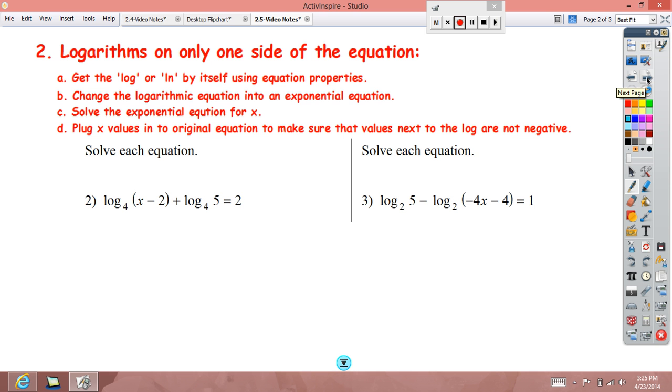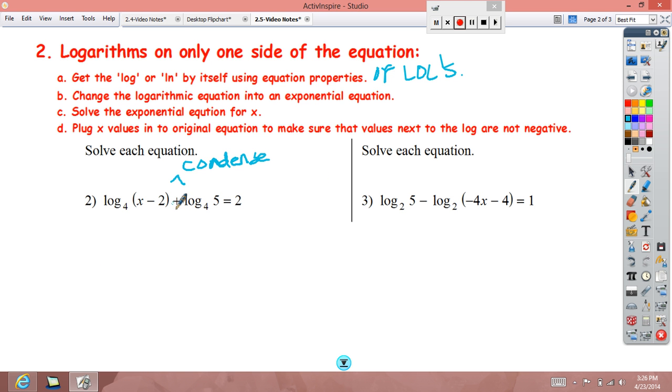Okay, so here I have an equation. Log base 4 of x minus 2 plus log base 4 of 5 equals 2. You'll notice I only have log on one side. It's only here on the left side. And I need to get the log or the ln by itself using equation properties or the LOLs, right? And so here I notice that I can combine these, or I can condense them into one. And that's from the 2.4 video, condensing these into one.